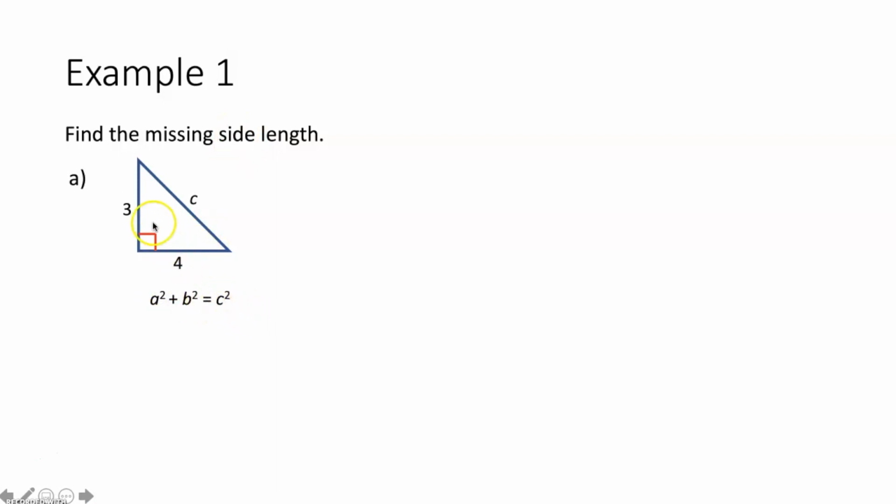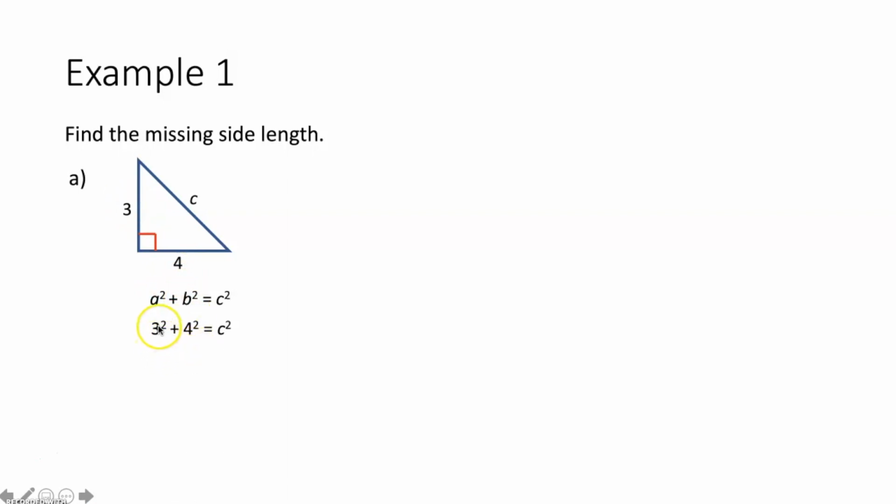In this particular instance, we're given our legs. Our legs represent A and B. And it doesn't matter which one you plug in for A or B. You'll get the same answer either way. Your hypotenuse has to be C though. So C is going to go in for C. That's convenient. 3, we can plug in for A. 4, we can plug in for B. You could have switched those. You'll get the same answer either way.